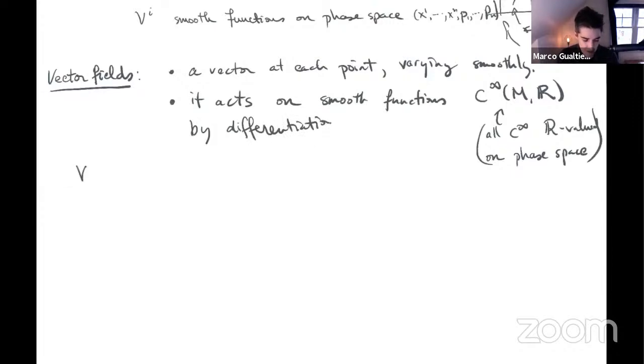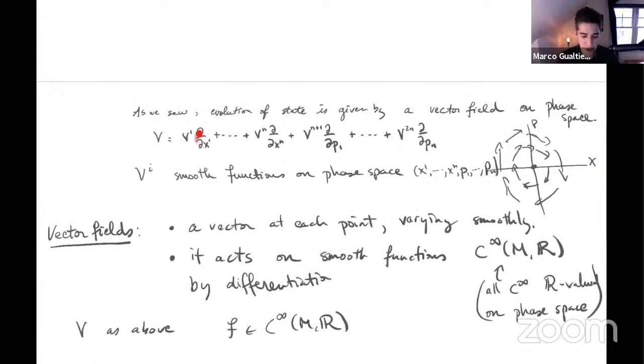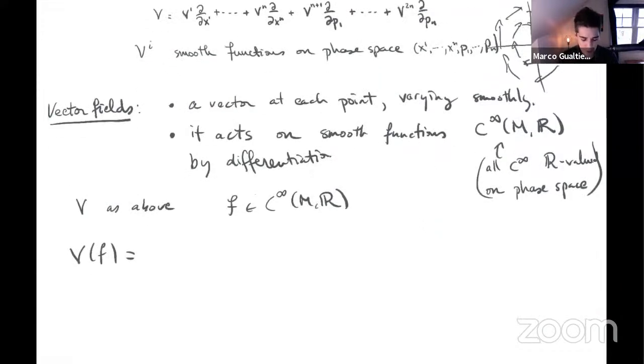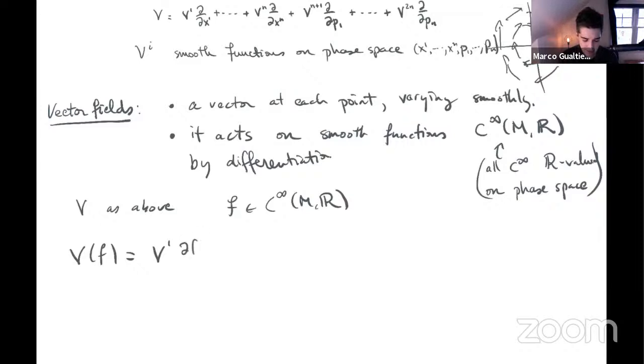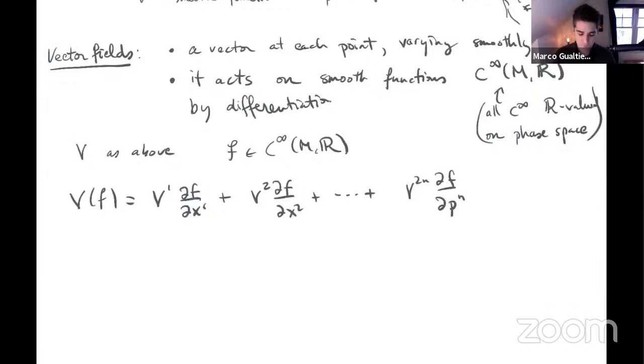Okay, and how does it act? So let's say that V is as above, and F is some function on phase space. Then how does V act on it? Well, it's obvious. We even used the differentiation notation for the unit vector. So this would mean that we're supposed to differentiate and then multiply by this function. So this will be V1, which is a function of x and p, but I don't need to bother writing it, multiplied by df dx1 plus the next derivative, df by dx2, and so on, all the way down to v2n df dpn. So this vector field just acts on functions by differentiation.